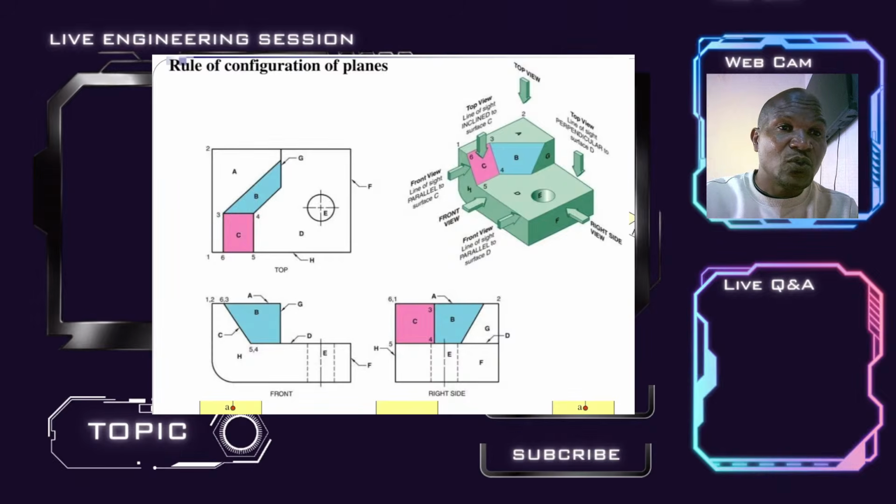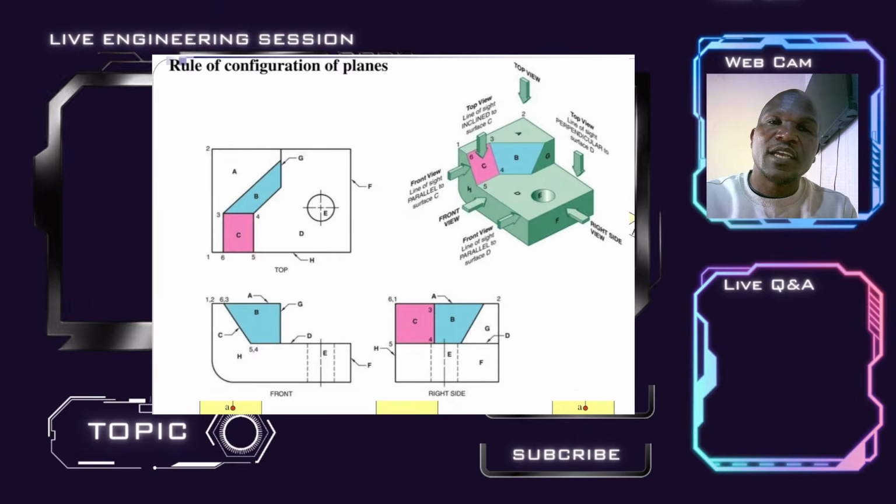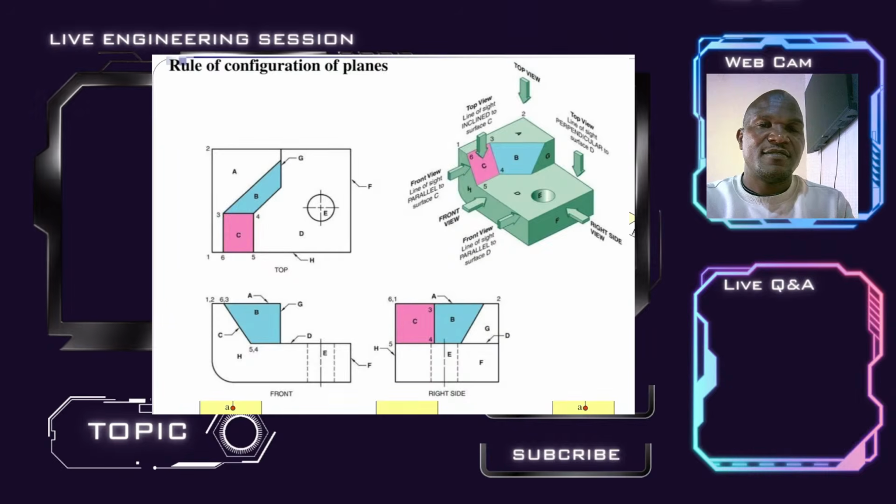In the plan, you can see surface A. Surface A is visible, and surface D is visible, and also B is partially visible, as well as C. But there's something you need to understand: in the plan you can only see surface G. You can only see surface G from the front or from the right side. Those are the very basic rules of configuring planes.